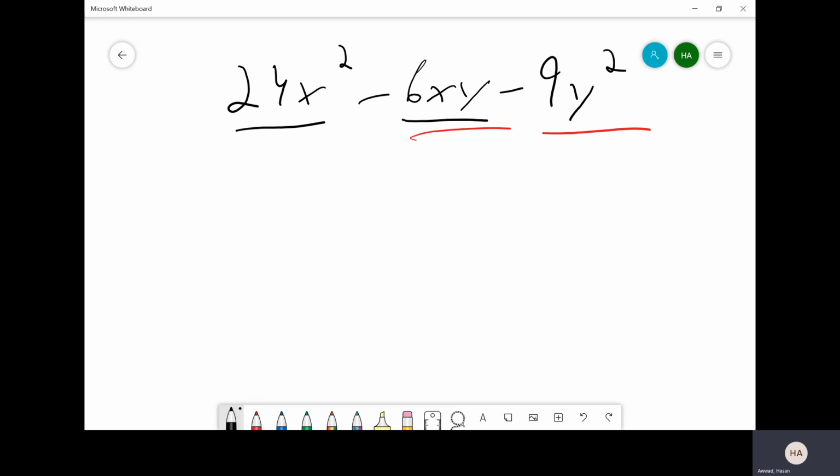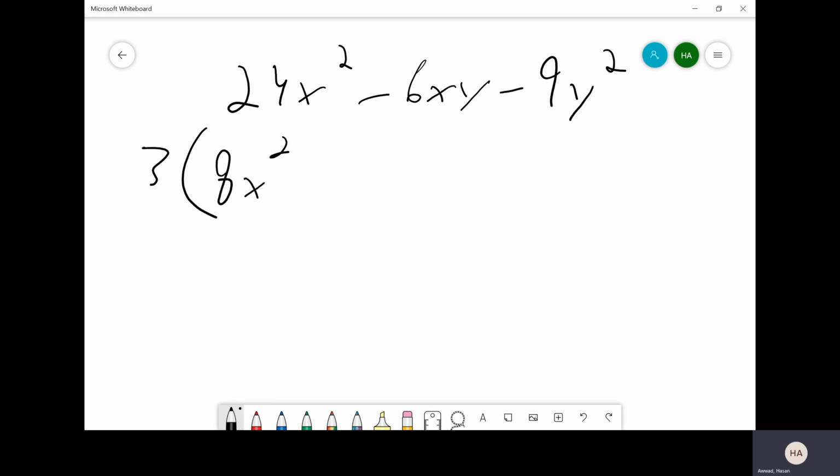So you say to yourself, okay, well, what's next? What can we do? And then you say, okay, well, what about just numbers? And you say to yourself, oh, 3 goes into all of these, right? So I'm going to pull 3 out of everything. And when I pull 3 out of everything, we have 3 times 8x squared minus 2xy minus 3y squared. Okay, well, that already made things a lot better because now we're not dealing with a 24.